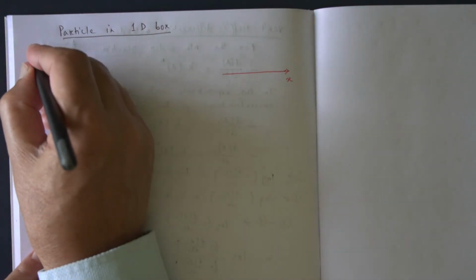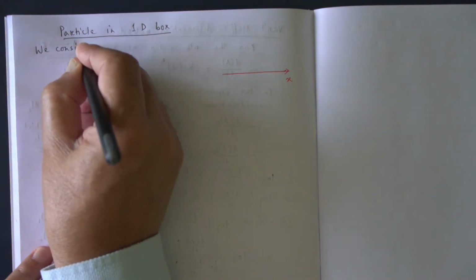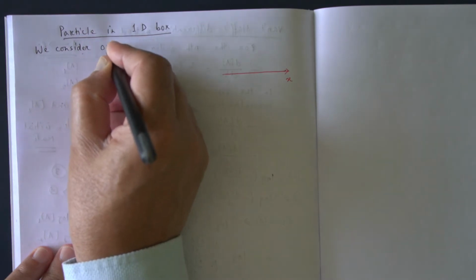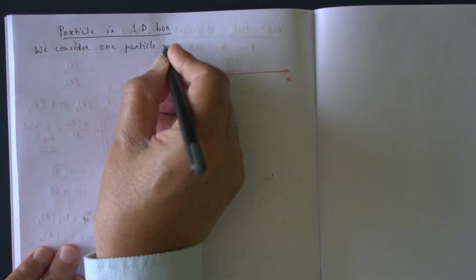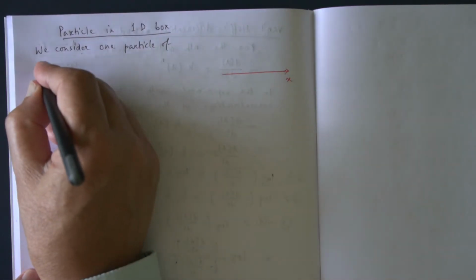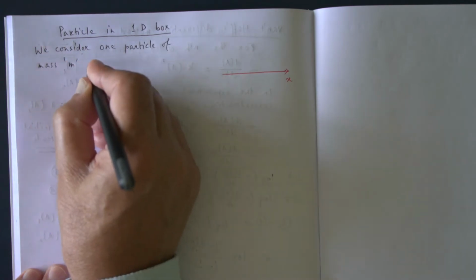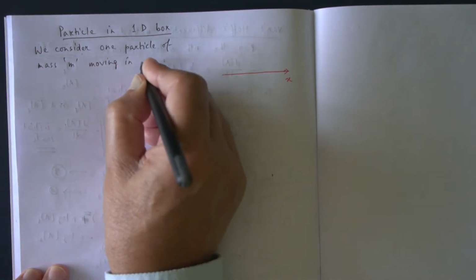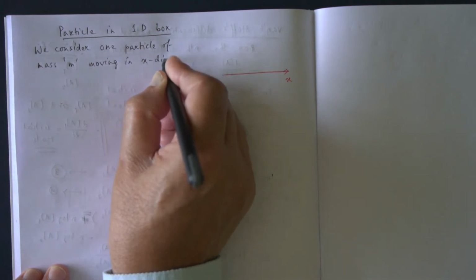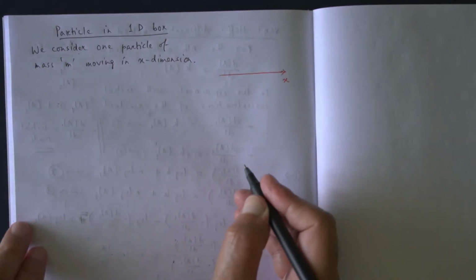We consider one particle of mass m moving in x dimension, one dimension, that is x dimension.